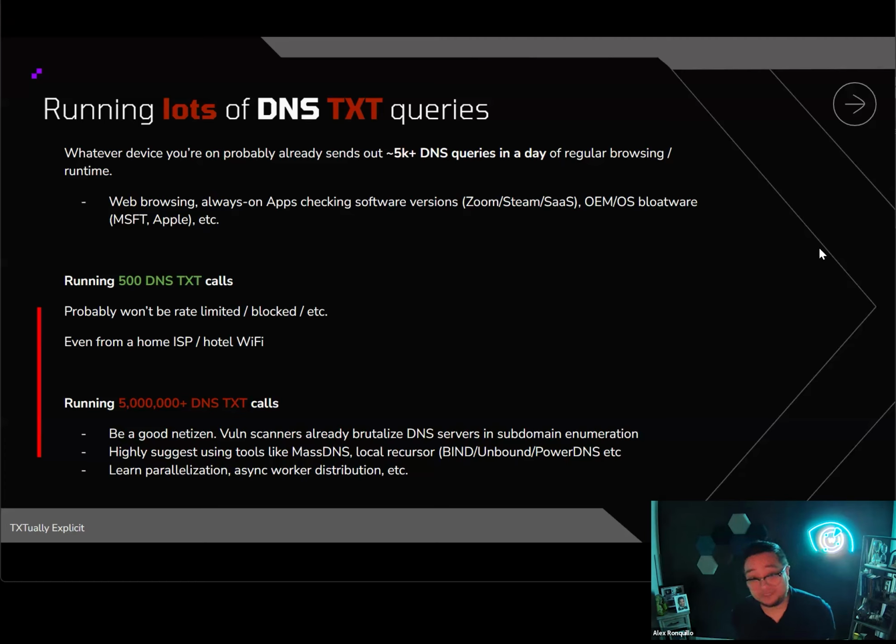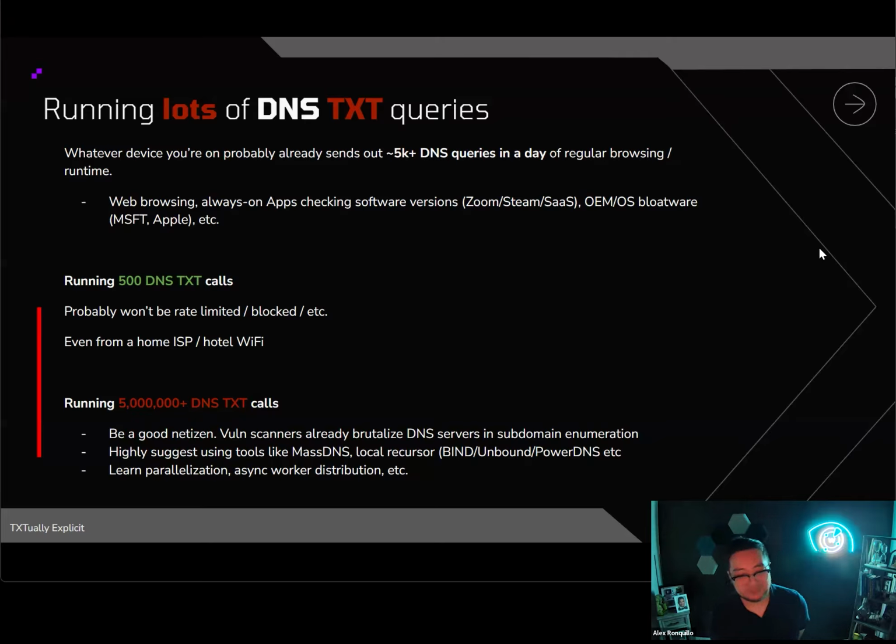Now, if you're thinking of running 5 million, right? Well, in general, be a good netizen, right? One thing to note is that a lot of vulnerability scanners already do massive subdomain enumeration, oftentimes very quickly. They could be hammering a specific domain for tens of thousands of subdomains, all very quickly, just to see if any domains exist, right?